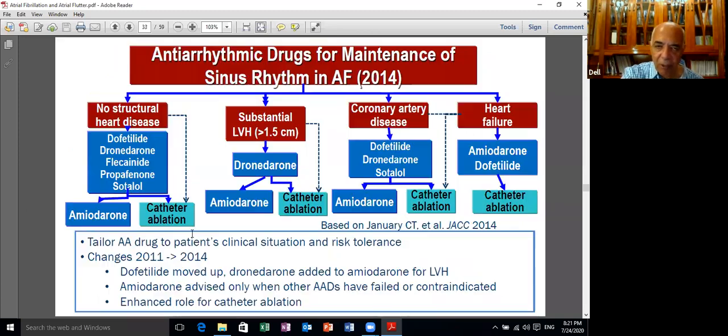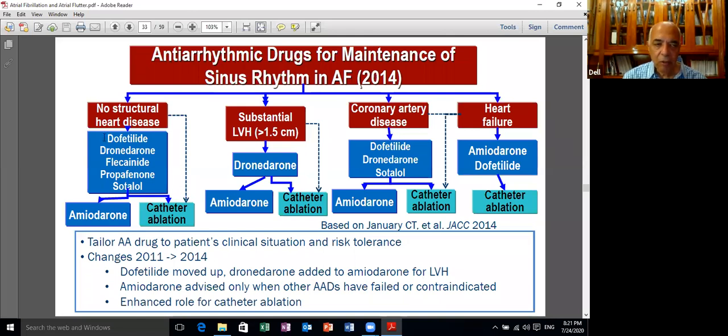So this is important. After reverting to sinus rhythm, you need to maintain the patient in sinus rhythm. These are the recommendations of the American College of Cardiology and American Heart Association. There is a similar recommendation with minor deviations from the European Society of Cardiology. If you have no structural heart disease by echo or any other means, then you can use anything. These are arranged alphabetically, so don't consider the order. You can use dofetilide, dronedarone, flecainide, propafenone, or sotalol. If they fail, you go to amiodarone or catheter ablation.